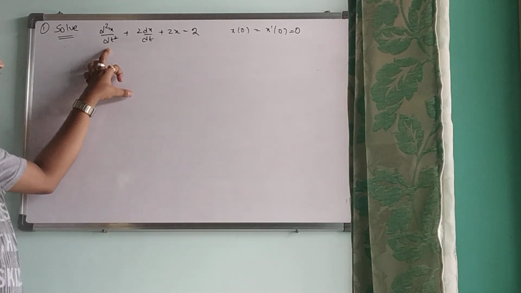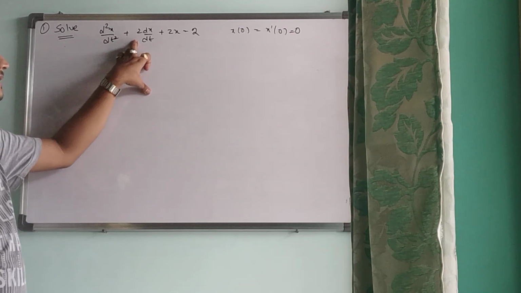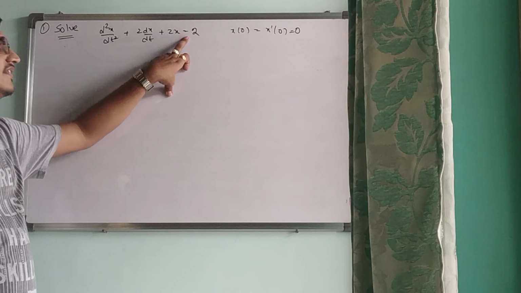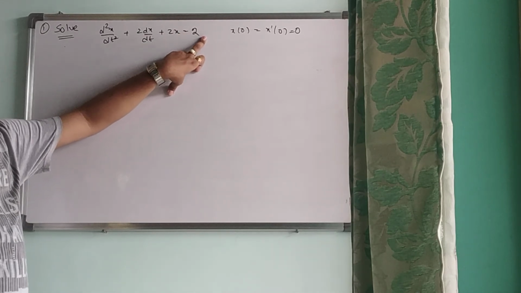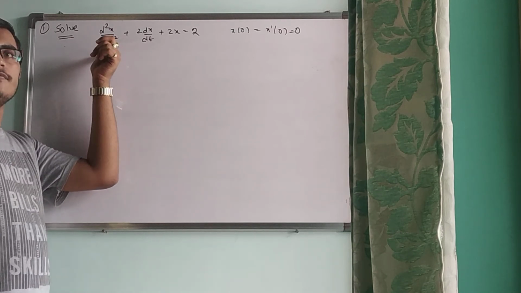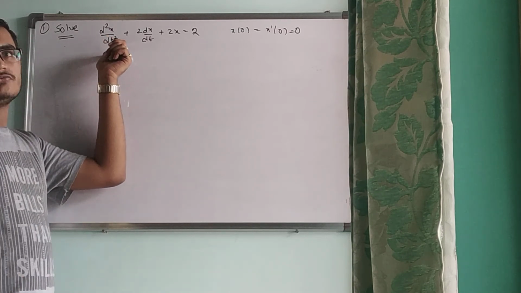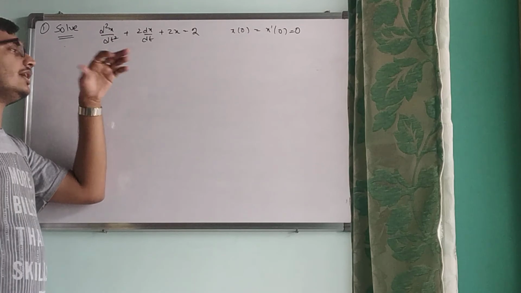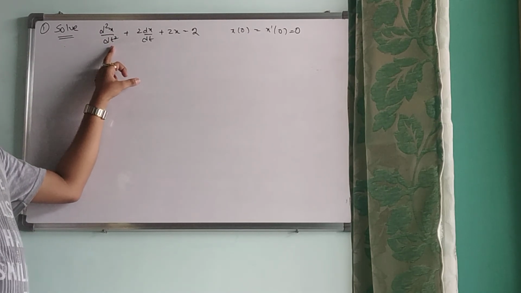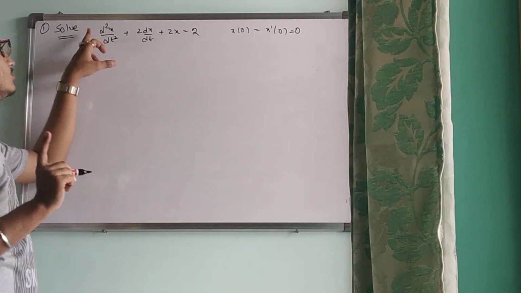So the Laplace transform of d square x by dt square plus the Laplace transform of 2 into dx by dt plus 2 into the Laplace transform of x is equal to the Laplace transform of 2. Applying the Laplace transform on both sides. I will directly solve, hence I will not write the Laplace transform step. Okay. So the Laplace transform of d square x by dt square.